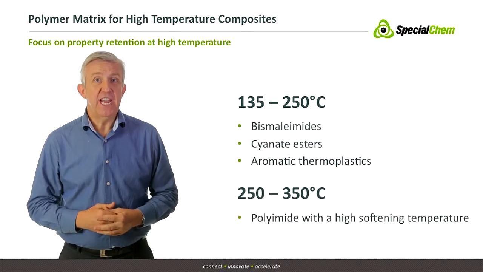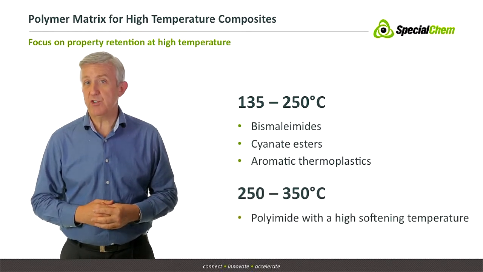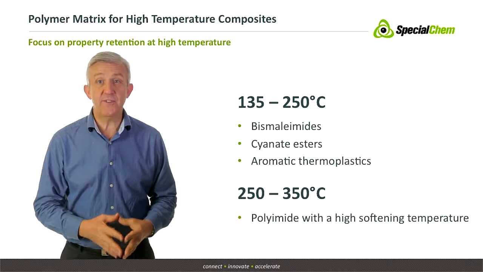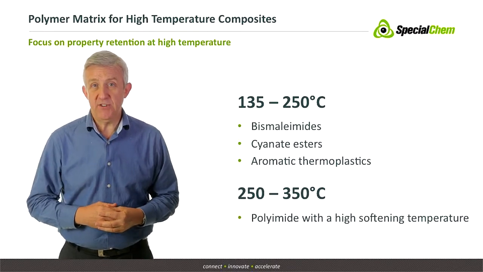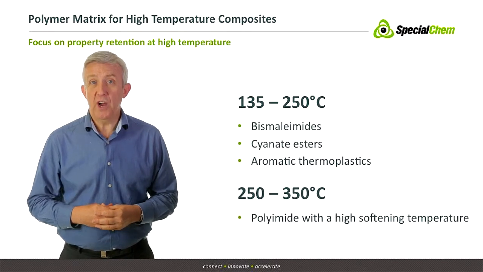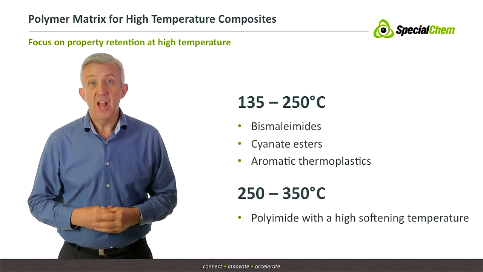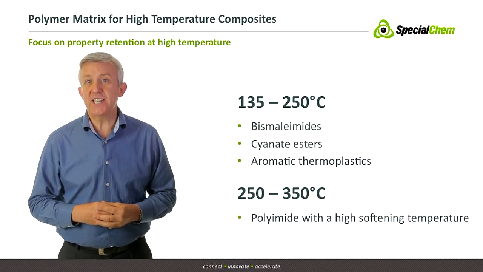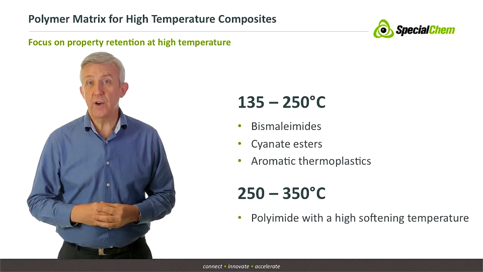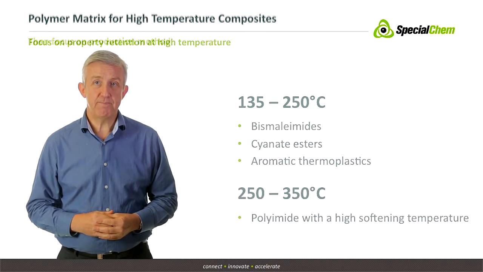On the other hand, if your desired service temperature ranges between 250 and 350 degrees centigrade, the required matrix material is a polyimide with a high softening temperature. The key requirement is the retention of the properties at high temperatures with a reasonable trade-off among the other features.